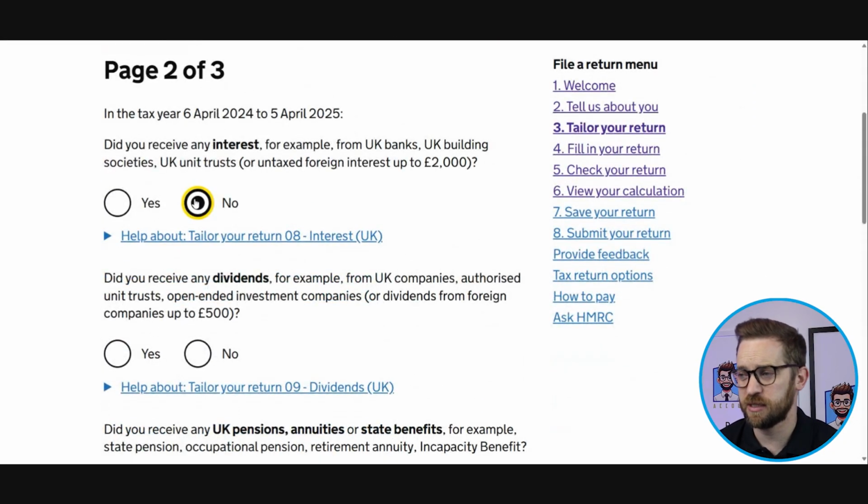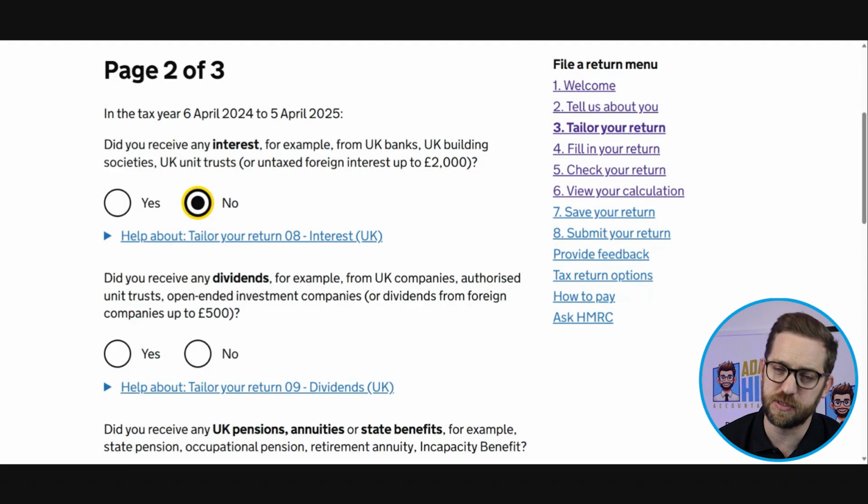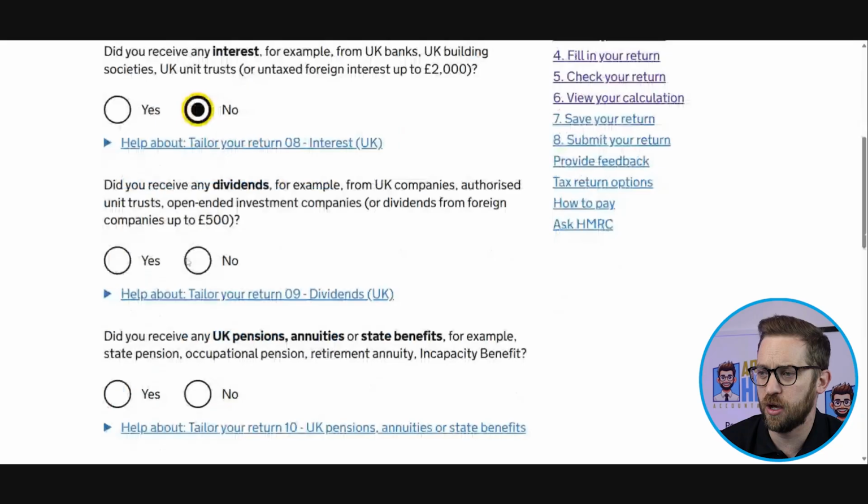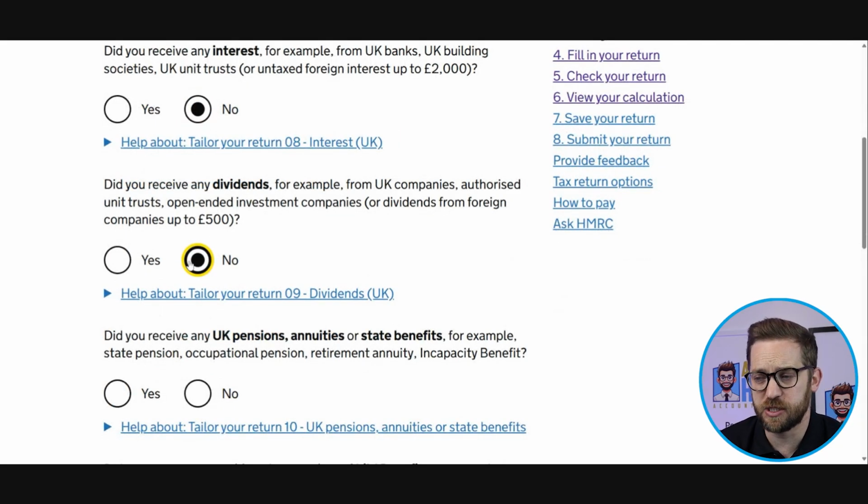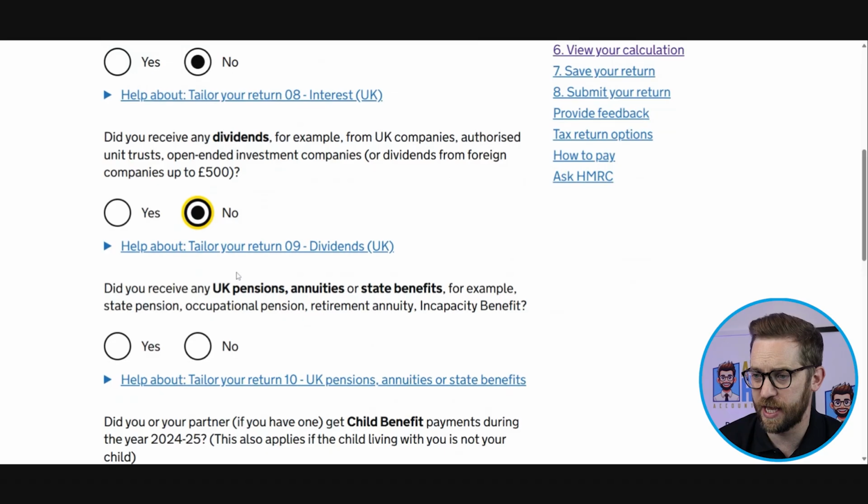Bank interest. So it's becoming a little bit more common now. You do have a small allowance for bank interest. That depends on how much you're earning. The savings allowance varies. It's lower for higher rate taxpayers than it is for basic rate taxpayers. In this example, again, I'm saying no. Dividend income. If you have shares in companies, you may receive dividends from those shares.